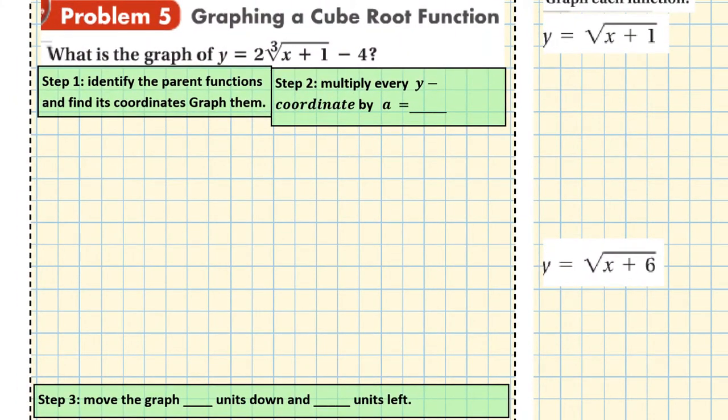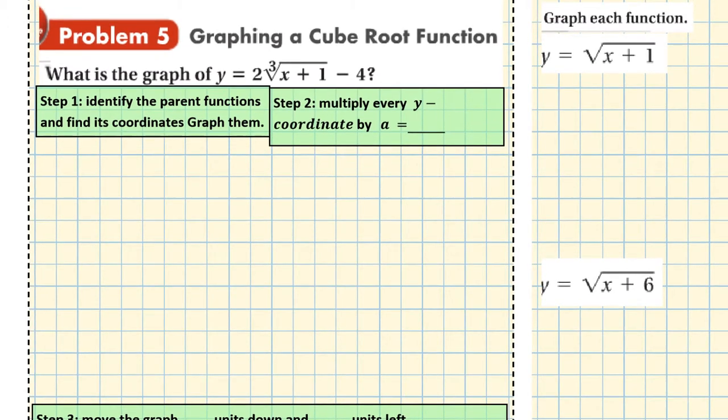Alright, so the parent function in this case is f of x is equal to the cube root of x. That means that the coordinates that we're going to use are, I'm not going to use a table this time, it seems a little bit more organized. Negative 8, negative 1, 0, 1, and 8. With the y coordinates of negative 2, negative 1, 0, 1, and 2.